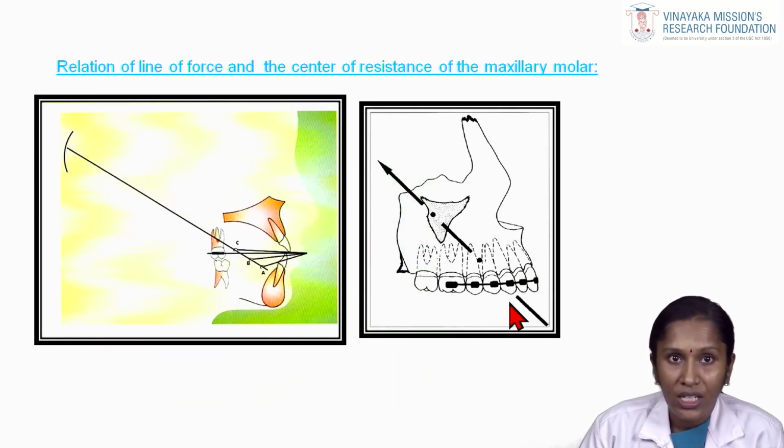Coming to length and angulation of the outer bow, which can affect the line of force. Here A, B, C represent varying lengths and angulation of the outer bow, but all the three lines of force pass through the center of resistance of the maxillary molars.